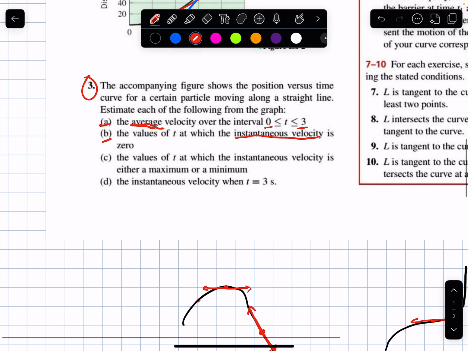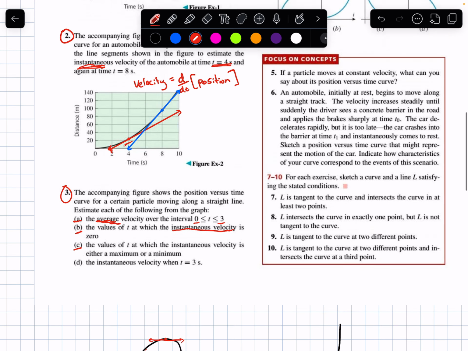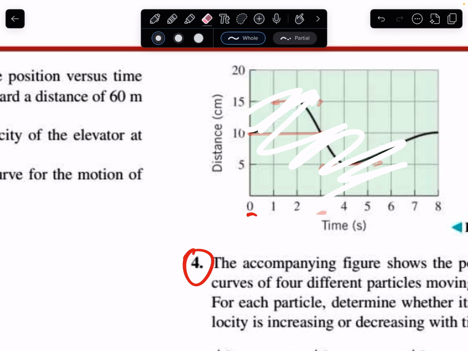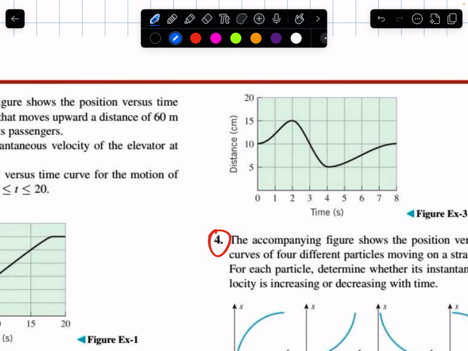at those 2 points. And then for C, we're looking for the values of t at which the instantaneous velocity is either a maximum or a minimum. So again, instantaneous velocity means tangent line slope. I'm just going to remove what I put here earlier. Basically, if we're looking for where the instantaneous velocity is maximum or minimum, where the slope is the greatest, we want to find the parts where this graph is at its steepest point. So here's a really steep point, and here's a really steep point. If you just drew tangent lines here and then figured out the slopes of these 2 lines, those would be your 2 answers here.